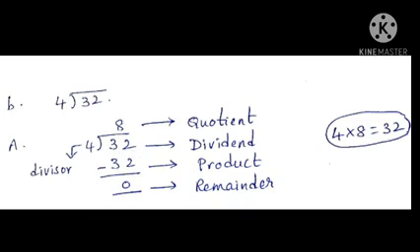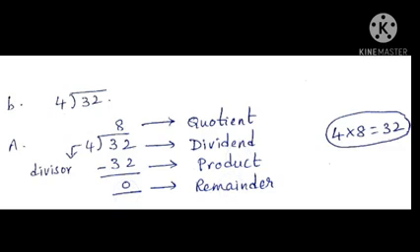Next, what should we do? We have to subtract it. 32 minus 32, if we subtract, how much will we get? We'll get 0. This 4 is called the divisor. This 8 is called the coefficient. This 32 is called the dividend. This 32 is the product. 0 is the remainder.